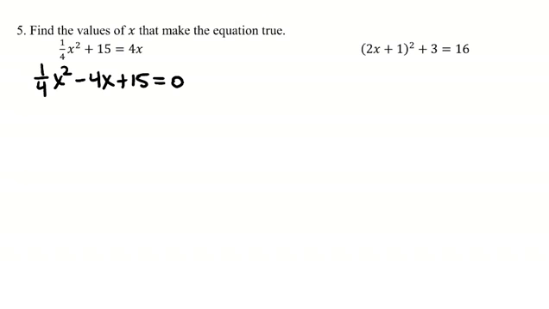So that would mean x squared minus 16x, and 15 times 4 is 60, would be equal to 0 times 4, which is just 0. No, 0 times 4 is not 4. That's 0. So this is something that we can easily factor. This is going to be two numbers that multiply to 60 and add to negative 16. That's going to be negative 10 and negative 6.